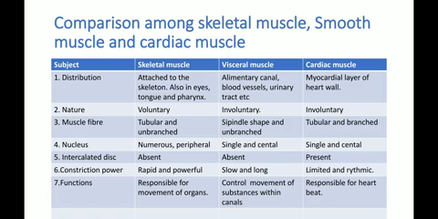Contraction power. The contraction power of skeletal muscle is very rapid and powerful, and the contraction power of visceral muscle is very slow and long. The contraction power of cardiac muscle is limited and rhythmic. The functions of the muscles. Skeletal muscle is actually responsible for the movement of organs. The visceral muscle is actually responsible for controlling the movement of substances within the canal, and cardiac muscle is responsible for heartbeat.